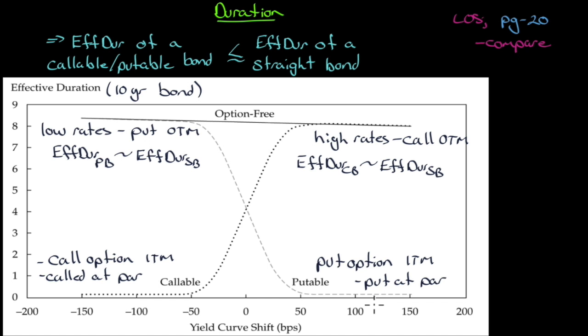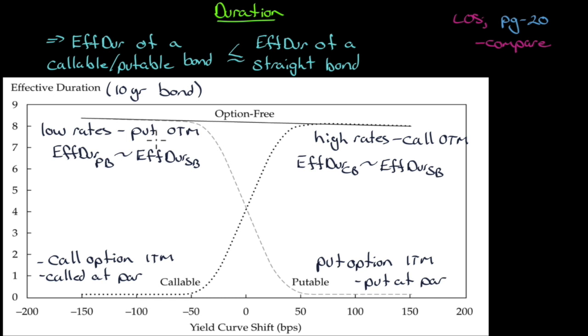Well, what happens to the duration of a callable and puttable bond? It follows a completely different path. Let's look at our put option, our puttable bond first. At very low rates, the put is out of the money. Simply because the price is high, you're not going to put the bond.